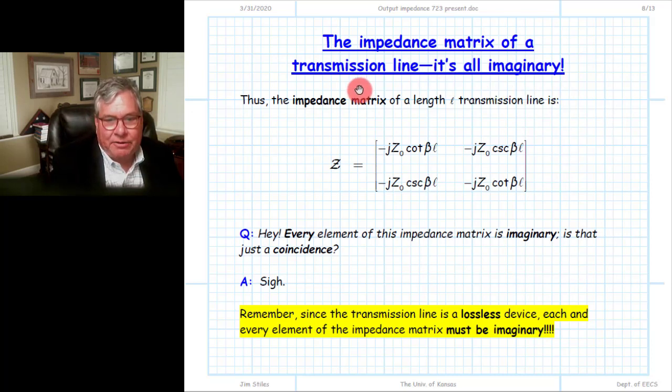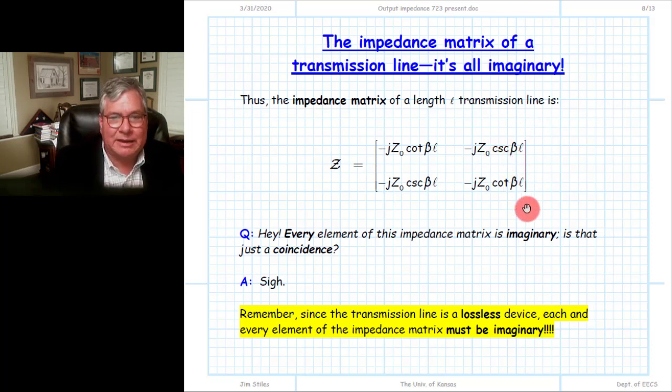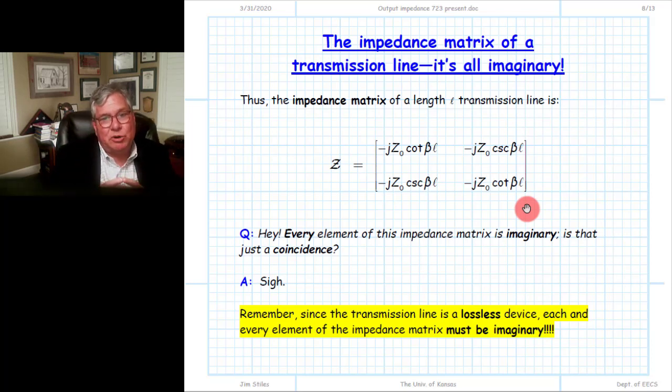So we put our results together, and this is the impedance matrix of a lossless transmission line of length L. Notice nowhere in here do we care about our indexes. This is a physical statement, so it can't depend on how we define the location of one in the line or the other. It simply depends on the length of the transmission line, L, as well as its characteristic impedance, Z0.